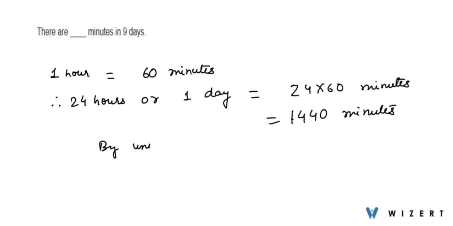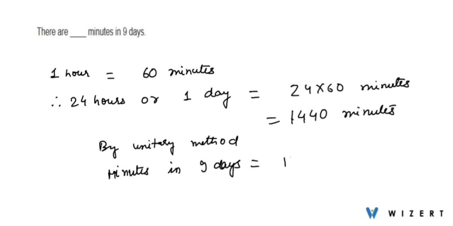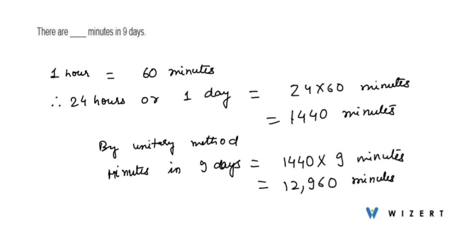So by using unitary method, we can find out the minutes in 9 days by simply multiplying this 1440 minutes by 9. So this product is equal to 12,960 minutes. So this is our answer, 12,960 minutes.